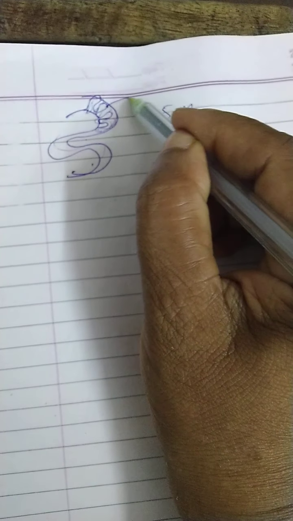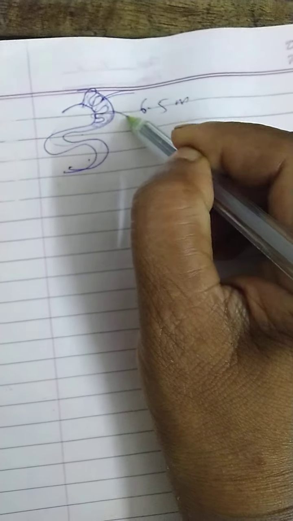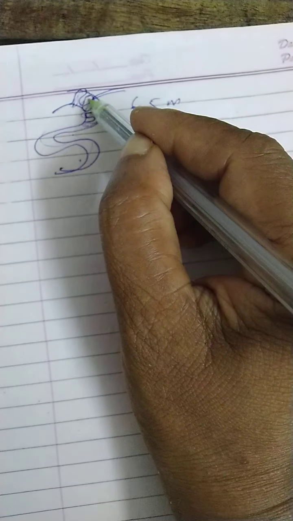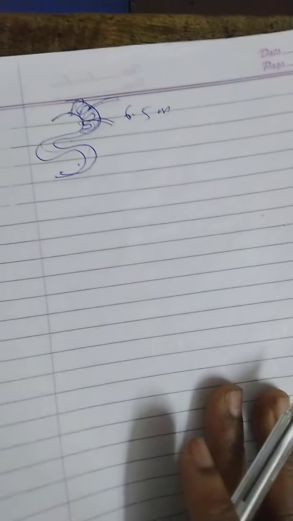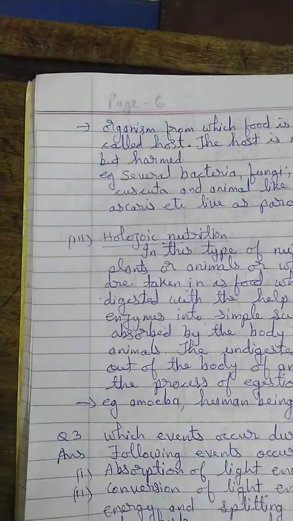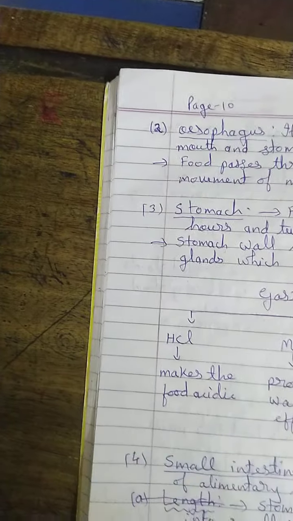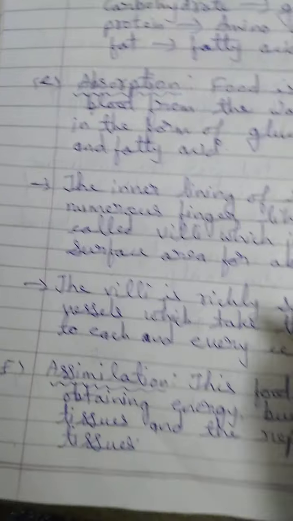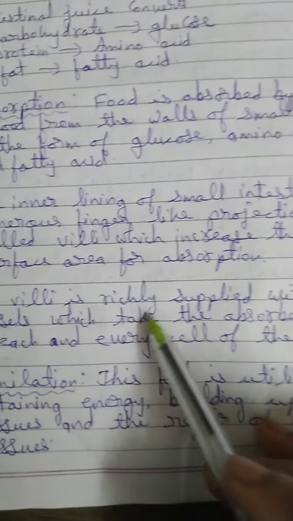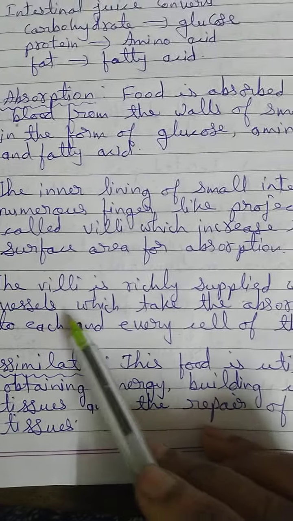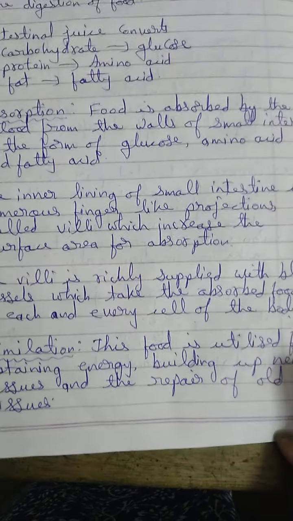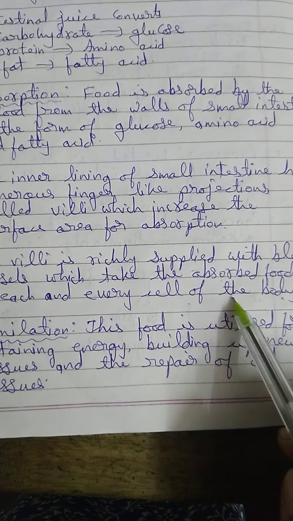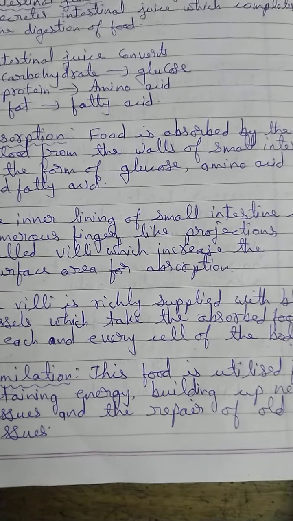With this villi, the capillaries are joined. Blood capillaries are joined, and the blood capillaries absorb the nutrients from the small intestine gradually from the villi. This is how the absorption of the food takes place. Then, after the absorption, just now I showed you the diagram, the villi is richly supplied with the blood vessels, that is capillaries, which take the absorbed food to each and every cell of the body. That means from each organ the arteries come and attach with the villi and absorb the food and take it to the respective organ.